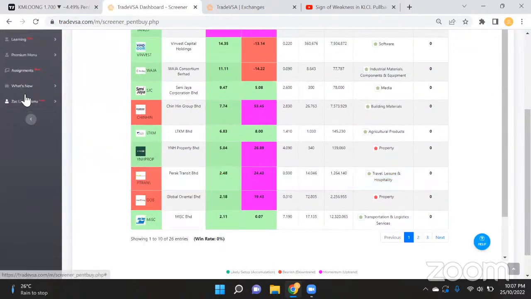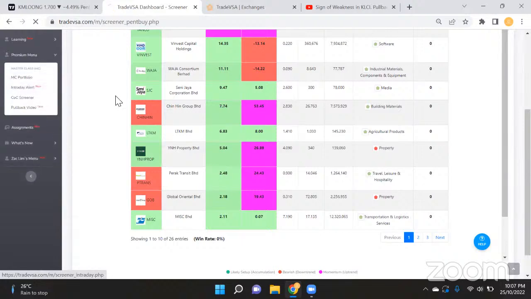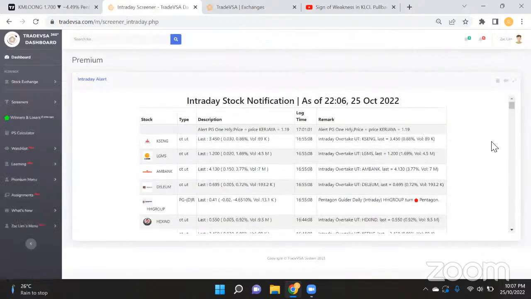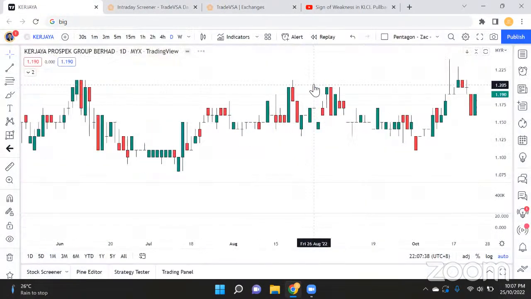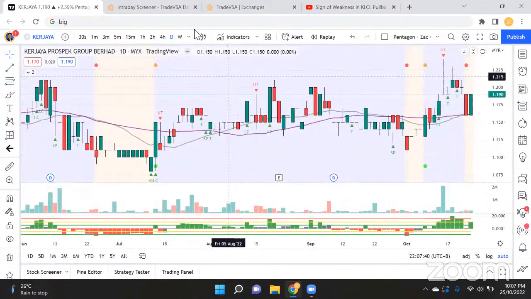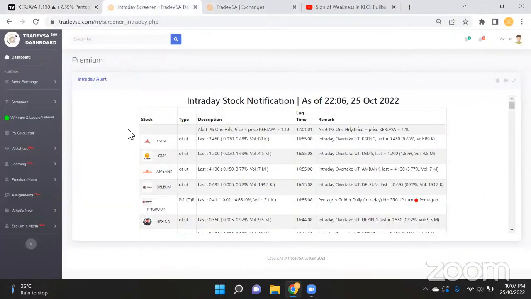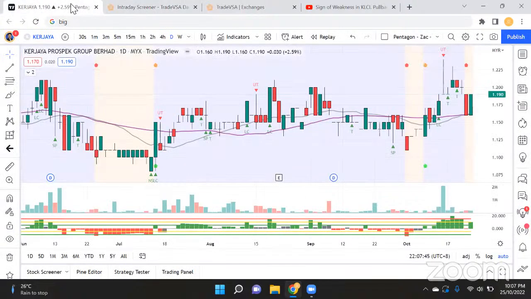Or I think what I can do is look into intraday alerts, because intraday alerts is the one that actually notifies you first. So let's go into Kujaya. Kujaya, I think nothing much over here. Okay, let's go into the 4 counters.